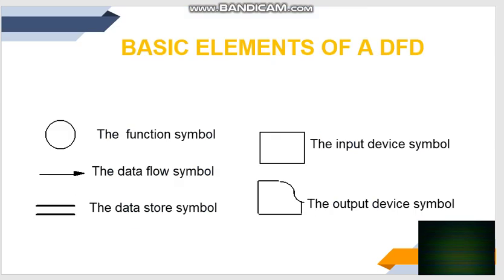These are the elements of a data flow diagram. The function symbol is represented by a bubble. The data flow is represented by an arrow. An arrow going into the bubble represents input values, and outgoing arrows represent output values or the results. Data store is represented by an open box, and the input device symbol is represented by a rectangle, and the last one is the output device symbol.